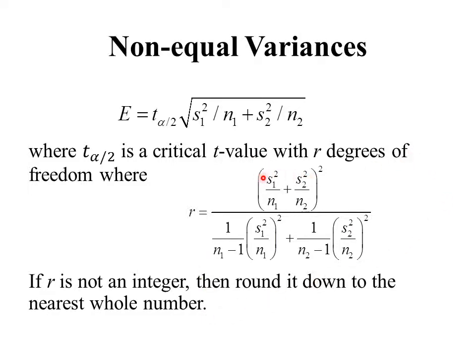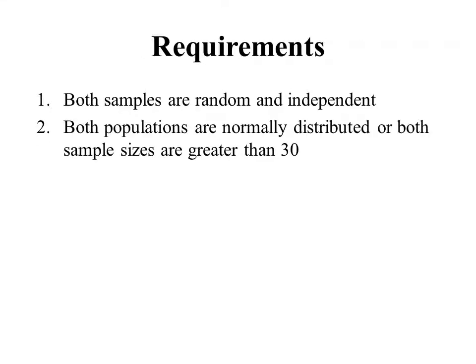So this will give us our degrees of freedom. We'll use that to get our critical t-value. Then we'll take this times the square root, and we get our margin of error.